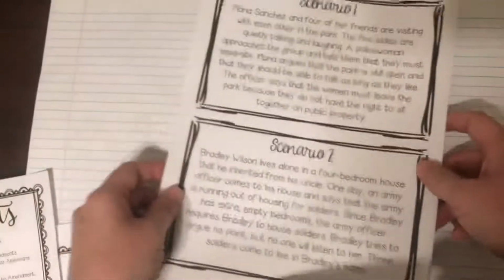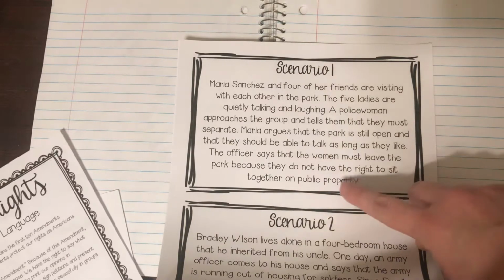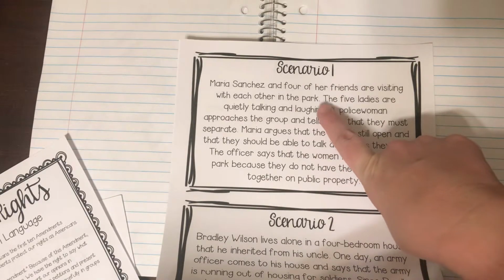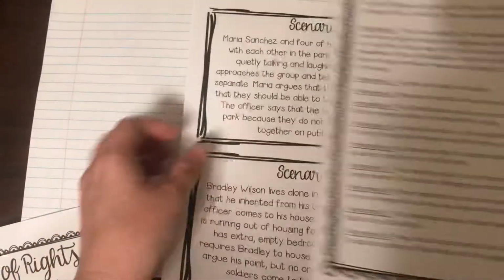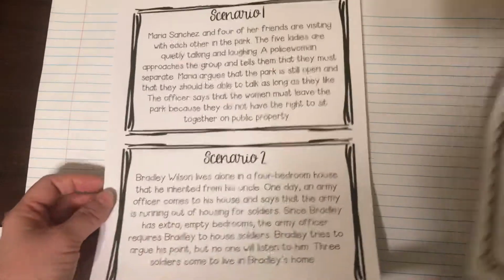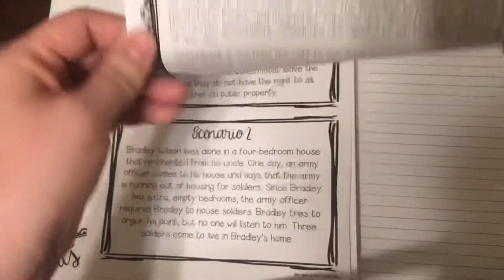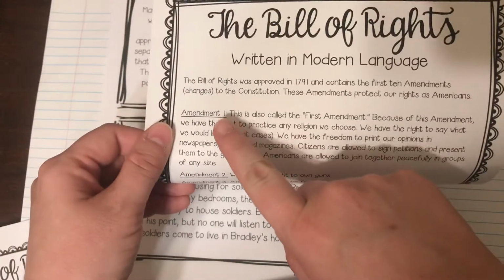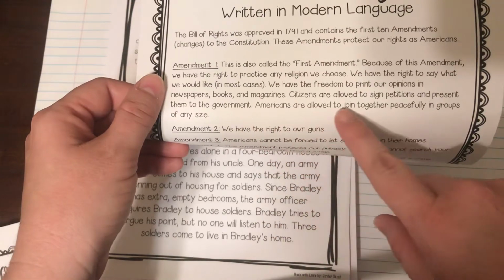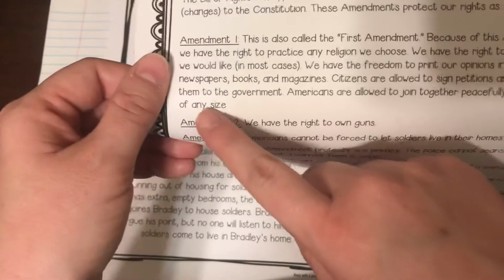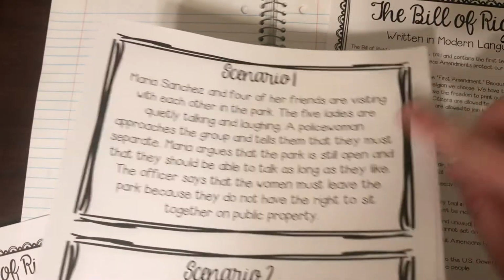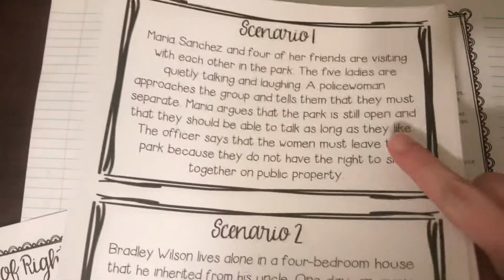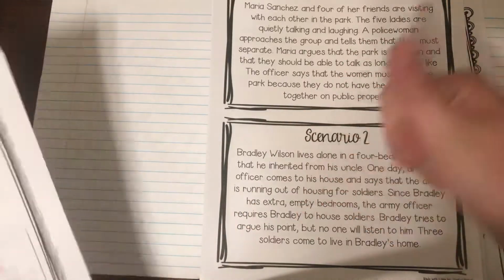So in class, we decided that because they're sitting together, laughing and talking in a public park, in a public place, a government person like a policewoman should not have the right to tell them to move on. They can sit at the public park if they want to. Which amendment does this go over? It actually represents the First Amendment. And if you look here, it says Americans are allowed to join together peacefully in groups of any size. So in this case, Maria and her friends need to reference the First Amendment and ask, were their rights recognized or not? No, they were disrespected.